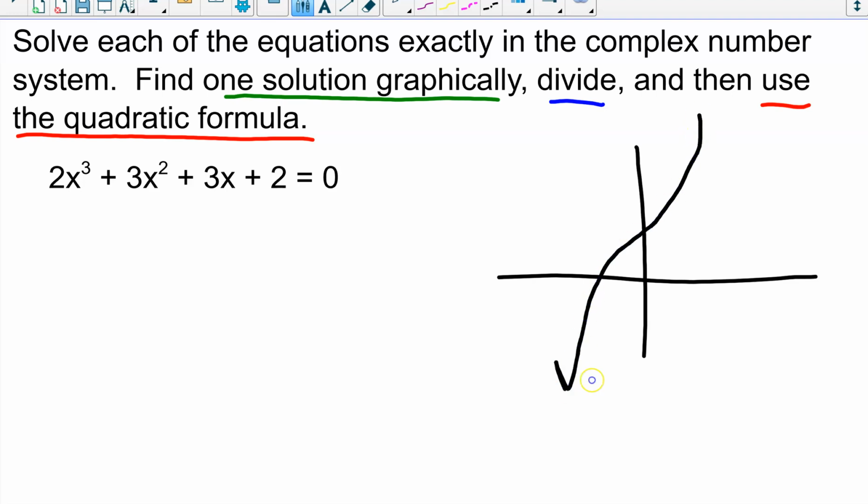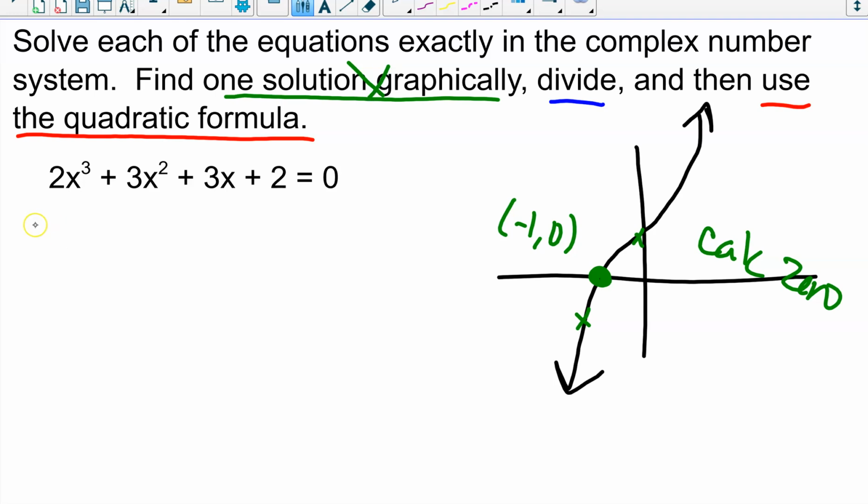Okay, and if you did that, you would have got a graph like this. And this here would be my intersection. And if you did calculate the zero and you left bound, right bound it, you would have got negative 1, 0. So we're going to take that, so I'm done with the find one solution graphically.